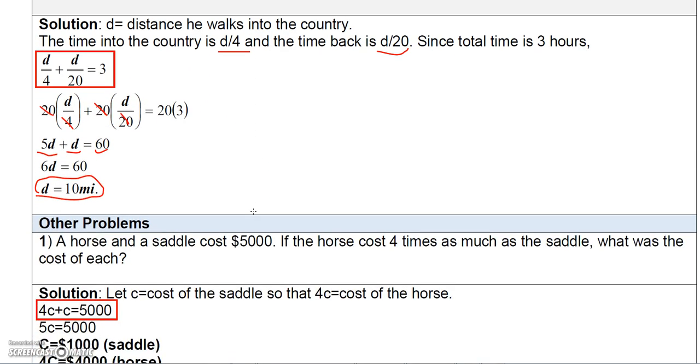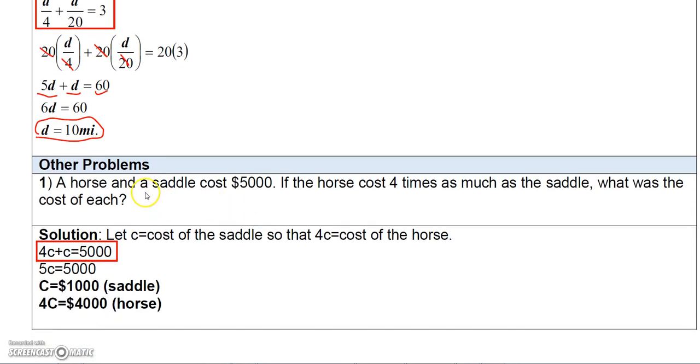Okay, one last problem here. I have a horse and a saddle. Total cost is $5,000. If the horse cost 4 times as much as the saddle, what was the cost of each? Well, since the horse is 4 times the saddle, let's just let C be the cost of the saddle. Then 4C would be the cost of the horse.